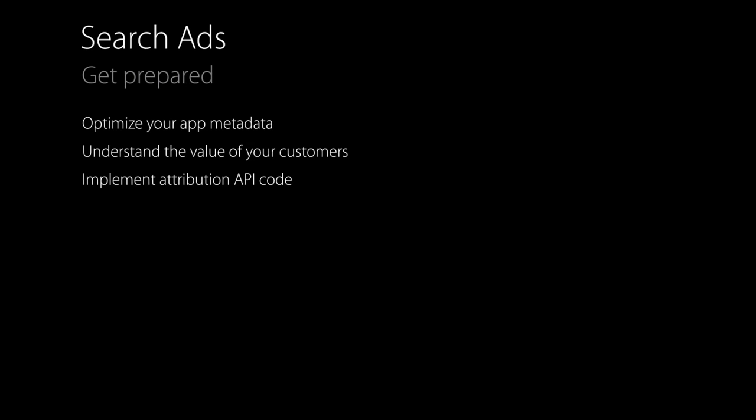We've talked about a lot of things today, but there are a few things we've mentioned that you can do to get prepared for search ads. Firstly, optimize your app metadata and ensure it is a highly relevant and accurate reflection of your app content. Understand the value of your customers and how much you can spend to acquire new ones. This will help you determine your maximum cost per tap bid. And lastly, implement the attribution API code in your app. You'll love the rich data it can provide.